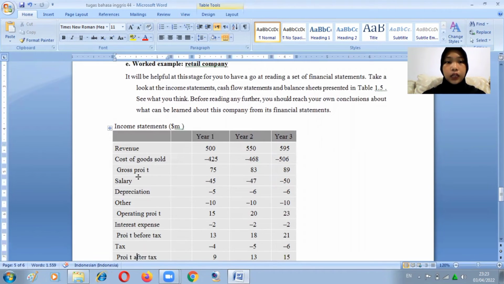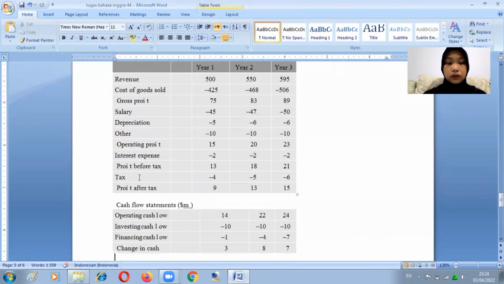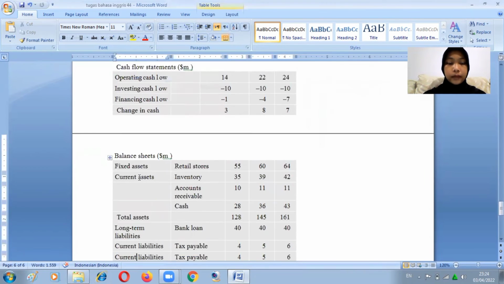As a worked example, consider a retail company. It will be helpful at this stage for you to have a go at reading a set of financial statements. Take a look at the income statement, cash flow statement, and balance sheet presented in table 1.5. See what you think before reading any further. You should reach your own conclusion about what can be learned about this company from the financial statements. You can see the income statement, cash flow statement, and balance sheet.